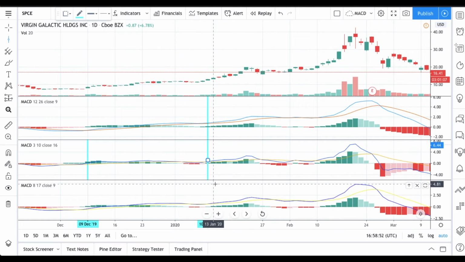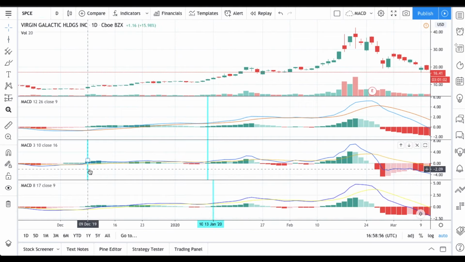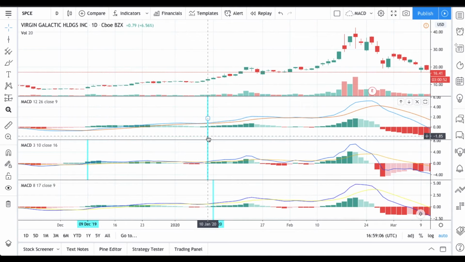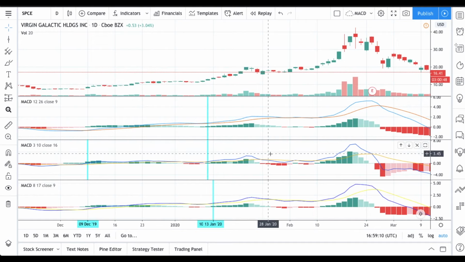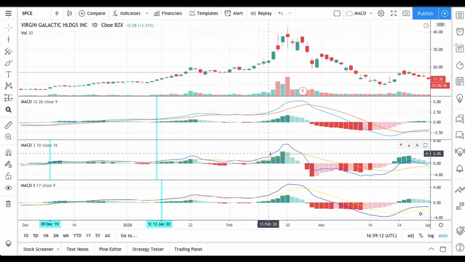I'd say right about here. Okay, so on this one, depending on how you read it, are you going to jump in, and what is your other confirmation indicator? The 3, 10, 16 would have got you in way back here, or the other two, the default settings and the 3, 10, 16, would have got you in here. Both would have been really good times to get in with the MACD. And again, find another indicator that gives you a confirmation that there is an uptrend in place.